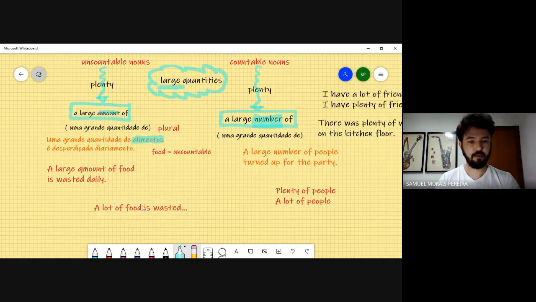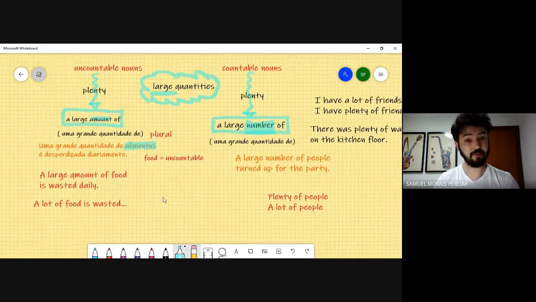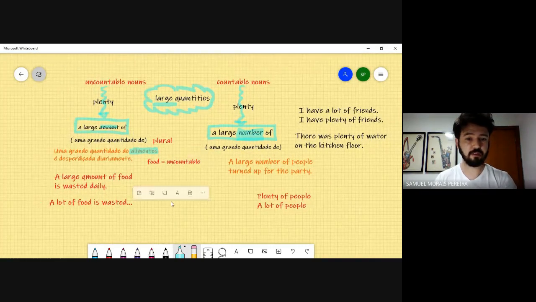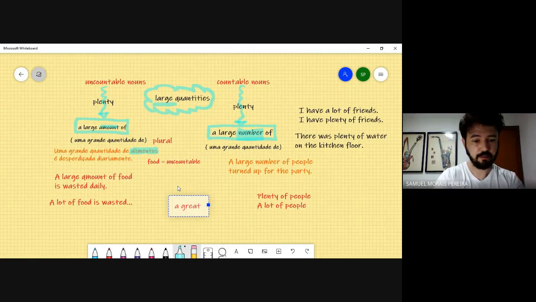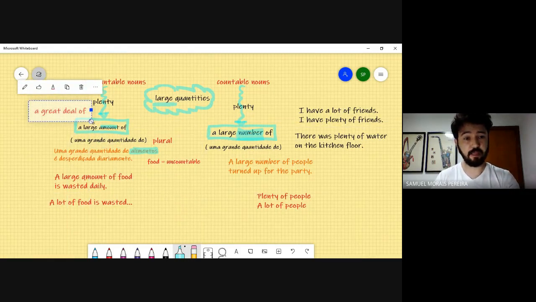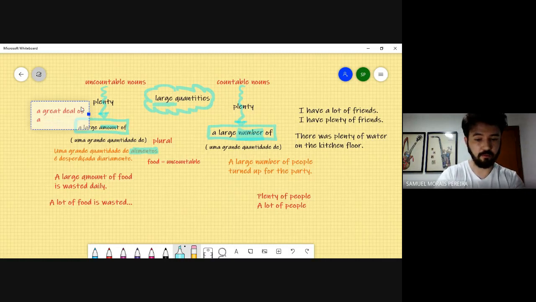daily. Então, I am trying to tell you that there are many expressions that have the same meaning, but you have to know how to use them, okay? In English, esse a large amount of, você pode também dizer assim, ó, a great deal of, uma grande quantidade de, a great deal of something, ok? A good deal of something, uma boa quantidade de alguma coisa.